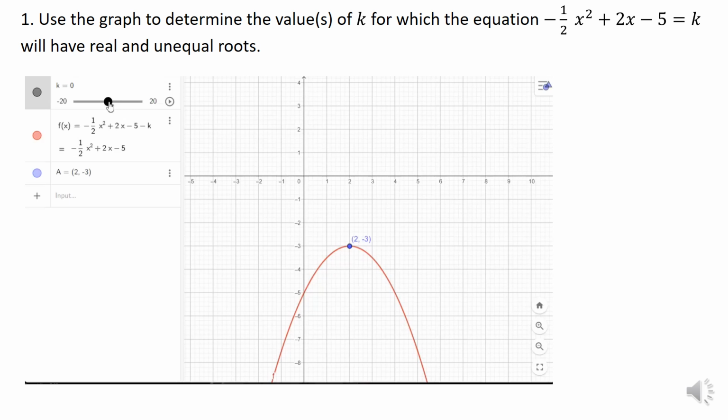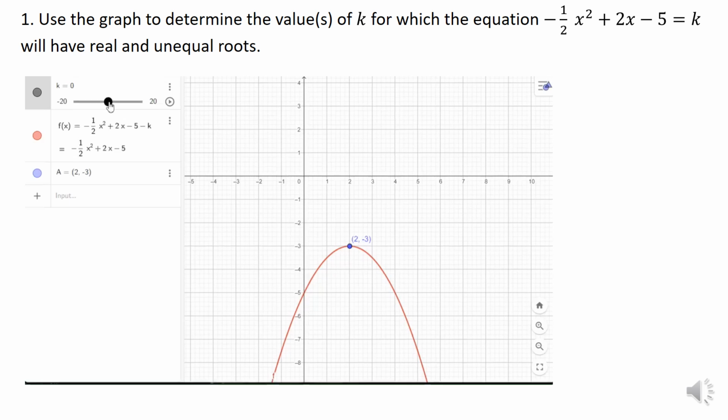Example 1. Use the graph to determine the values of k for which the equation negative a half x squared plus 2x minus 5 is equal to k will have real and unequal roots. In the video below, you'll notice that the k was taken over, so it became negative k. This will affect the graph by making it move up or down.